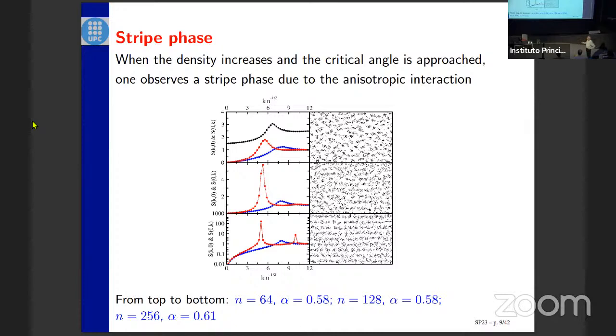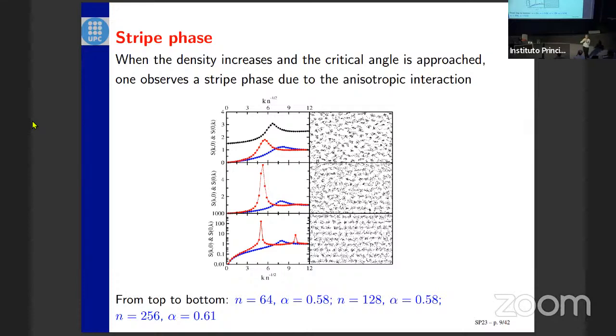This is how the simulation appears in our language. This is what is called a snapshot. So we plot all the positions of all the particles and we have a representation of our system in the simulation, okay? If you increase the density from 64 to 128, keeping the same angle, we see how this red peak starts to grow, whereas the second, the blue, is more or less the same. What's the red and what's the blue? The red corresponds to the direction in which the system is repulsive, and the blue is the one in which it is attractive, okay?